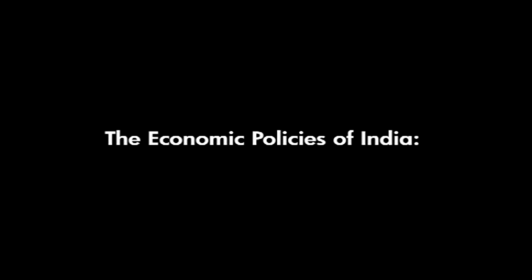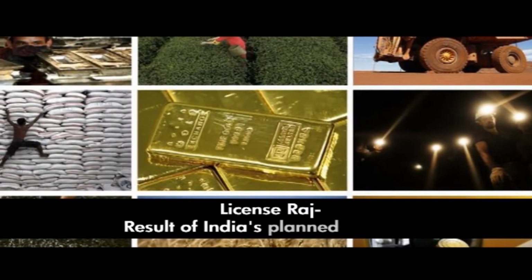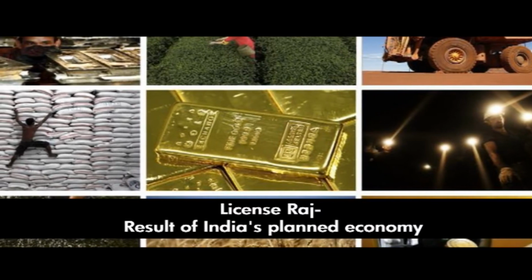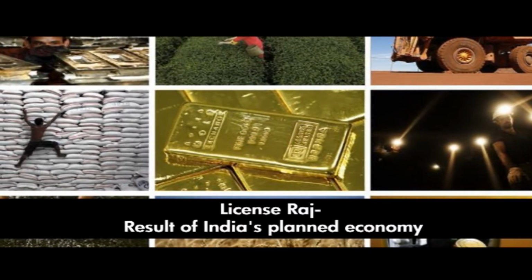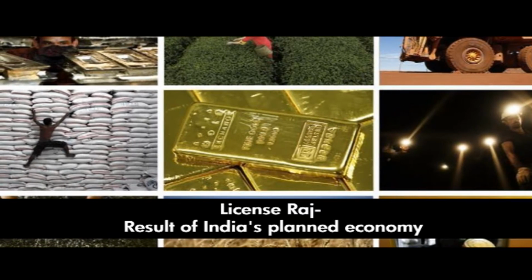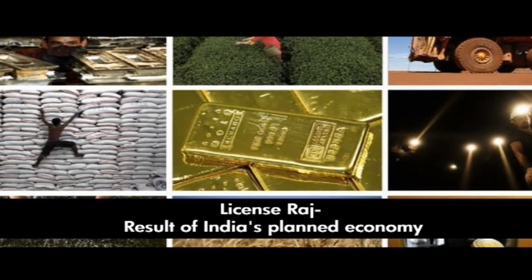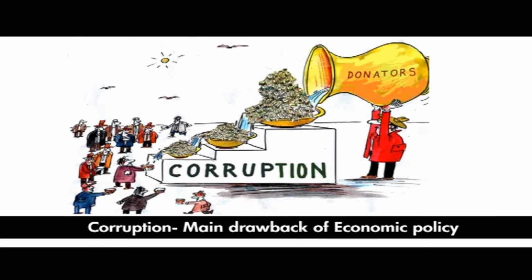The economic policies of India, License Raj, helped to set up and run business in India between 1947 and 1990. The License Raj was a result of India's decision to have a planned economy where all aspects of the economy are controlled by the state and licenses were given to a select few. Corruption was the main drawback in the system.